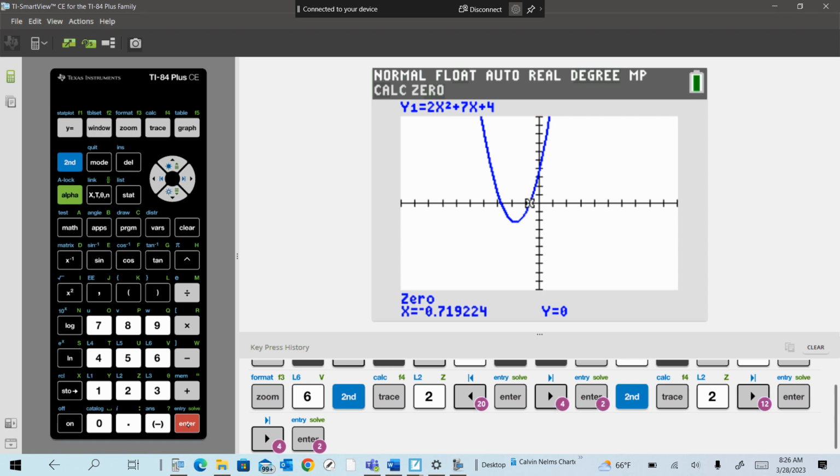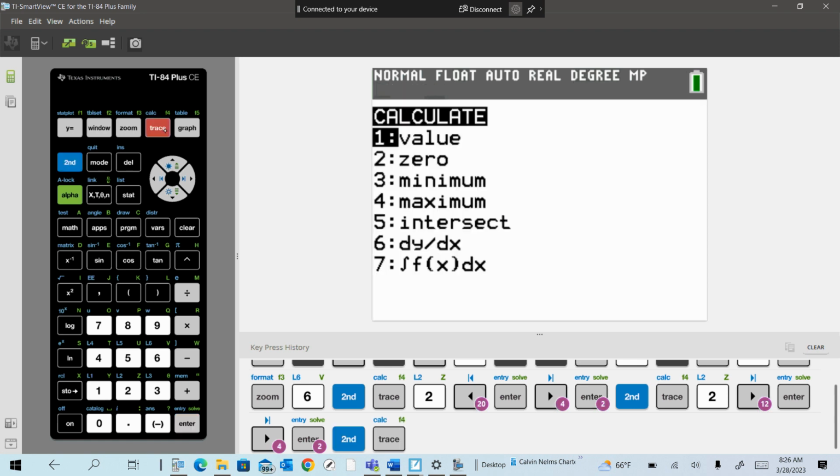Yes. Have you pressed before hitting the enter this time? You hit the blue button second and then trace to get to the screen that says calculate.